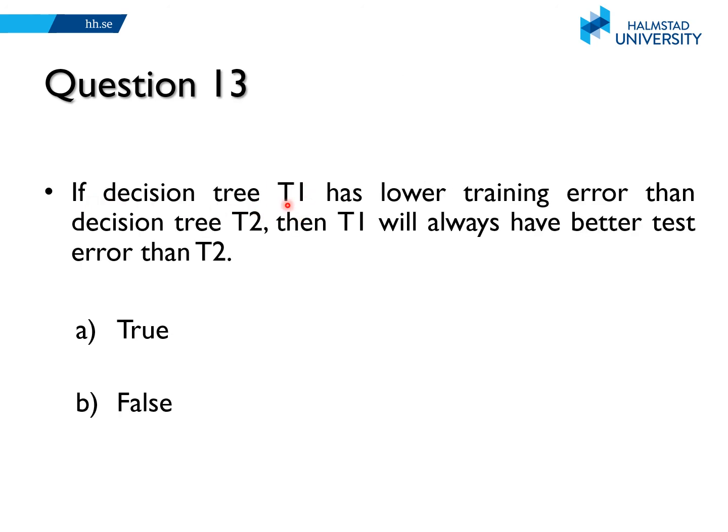If a decision tree T1 has a lower training error than another decision tree T2, then T1 will always have a better test error than T2. Is that true or false?